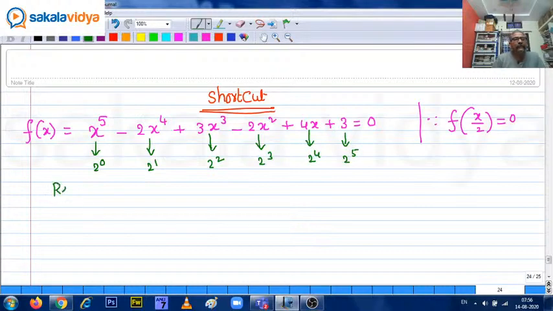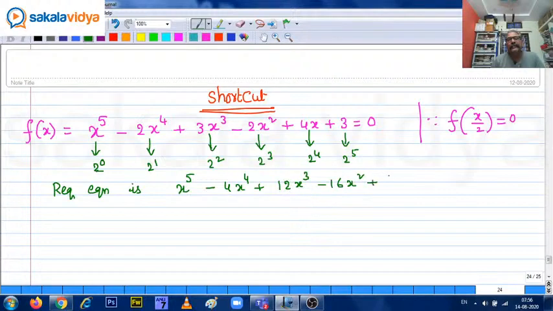Therefore, required equation is, see, 2 power 0 is 1, x to the power of 5, 2 power 1, 2 into 2, 4x to the power of 4, 2 square 4, 12x cube, 8 minus 16x square, 64x, because 2 power 4 is 16, 16 into 4. This 2 power 5 is 32 plus 96 is equal to 0. Over, that's all. You check your answer.